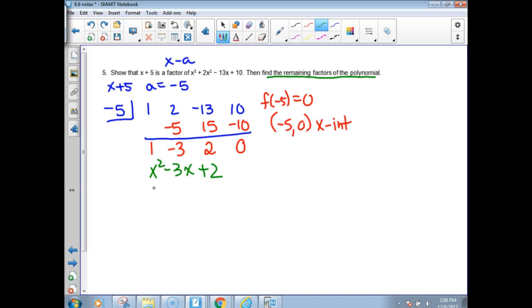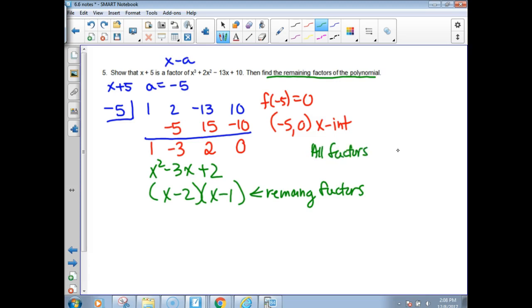And then we can factor this as x minus 2 times x minus 1. And then these would be the remaining factors. Okay. Those are the remaining factors, which is what they asked for. All factors would be the factored form, and that would be x plus 5 times x minus 2 times x minus 1. That would be also called the factored form.